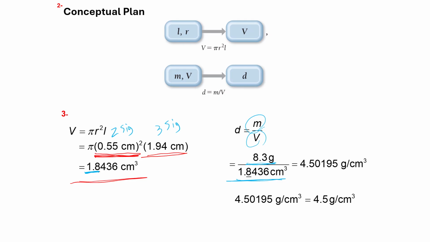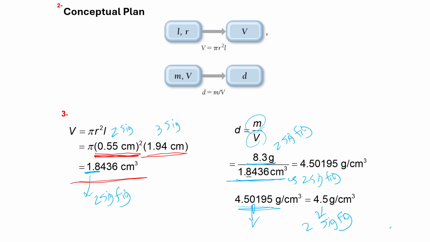Again, this one has 2 sig fig. So this one has 2 sig fig. This one has 2 sig fig. So the answer should have 2 sig fig. And you round this down because that is 0. So you just write it as 4.5.